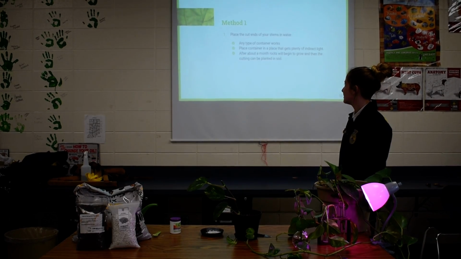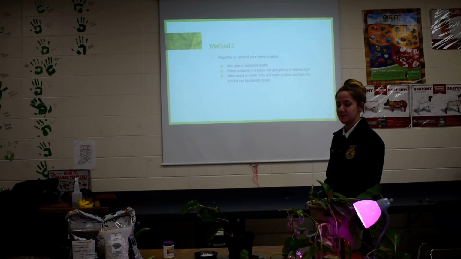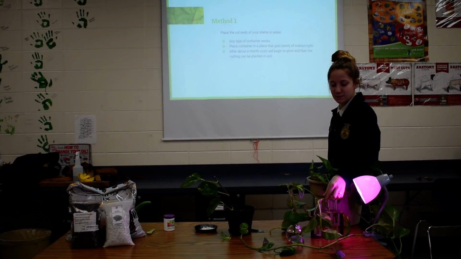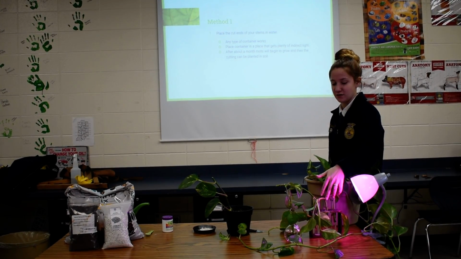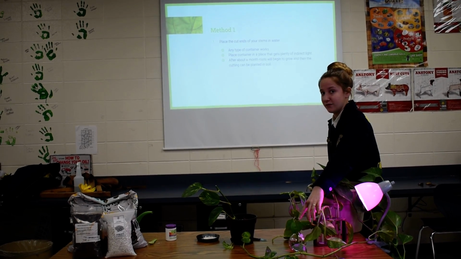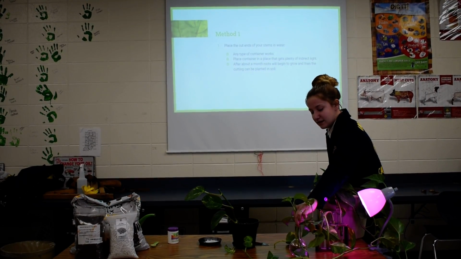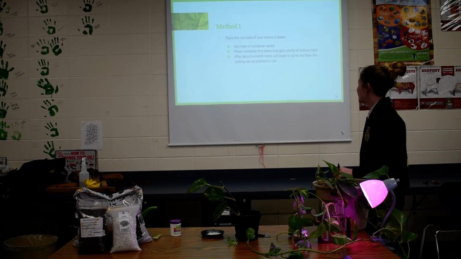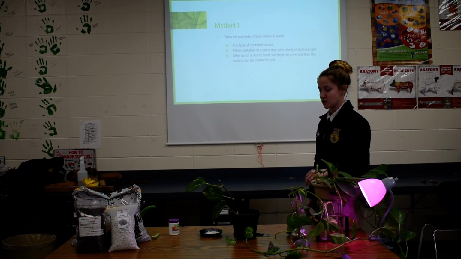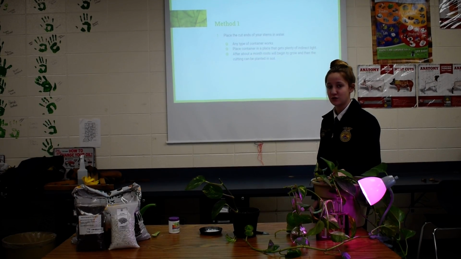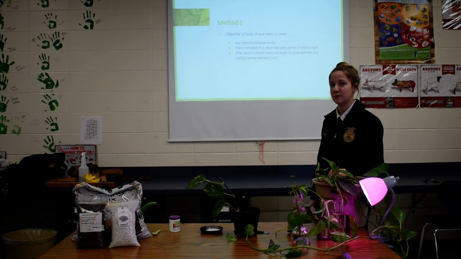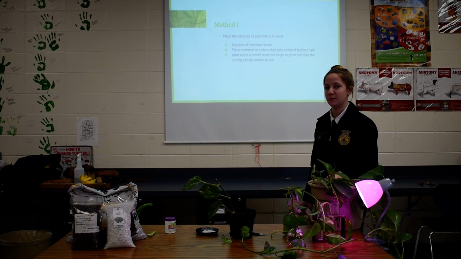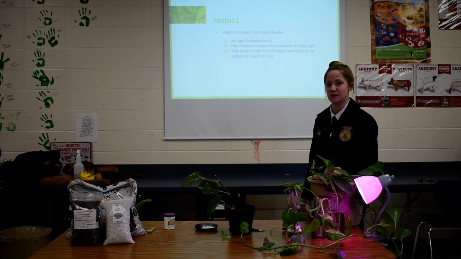In method 1, you're going to place the cut ends of your stems in water, as I was showing you, and any type of container works. In this case, I used testing vials, and I also have a round bottom flask that I had planted on February 3rd. After about a month, roots will begin to grow, and the cuttings can be planted in soil. In the first method, when you're using water, make sure that you do not keep it in water too long, because they will become dependent on water, and it'll be difficult to transfer them to soil.